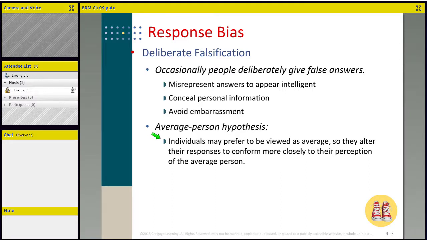I guess this has something to do with us wanting to be taken as a normal part of the society. That's my view. Of course, there are individuals that just want to be unique, but the majority of us do follow this hypothesis, that is, we want to be an average person.